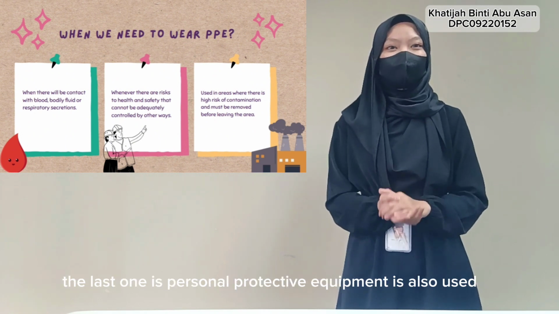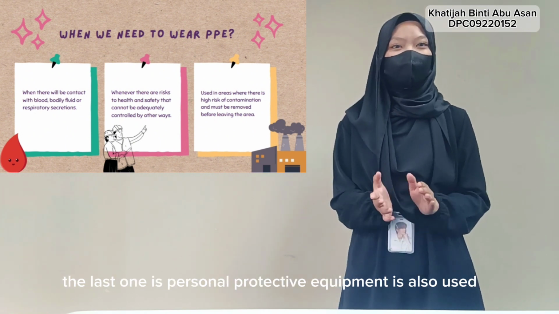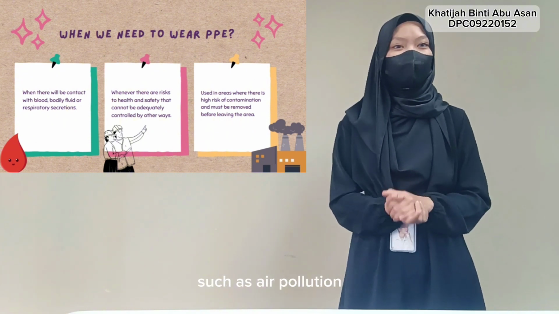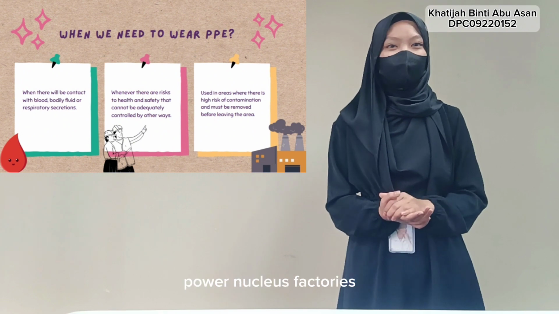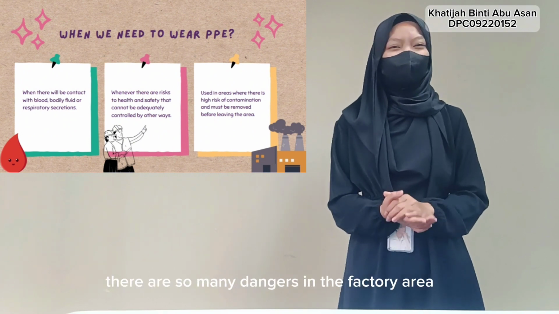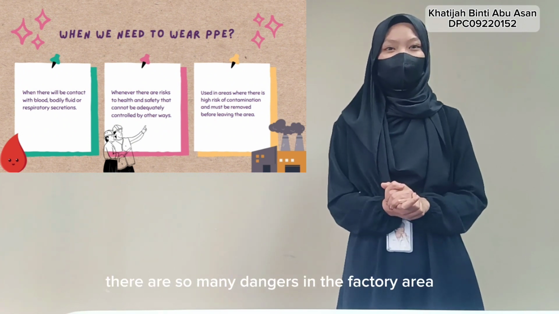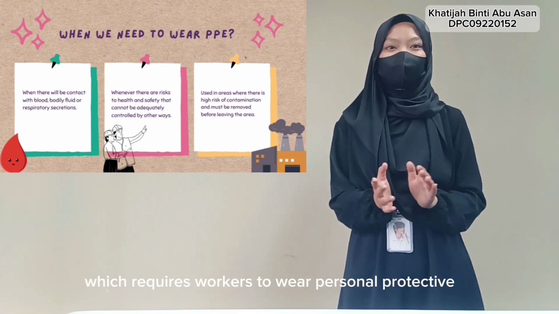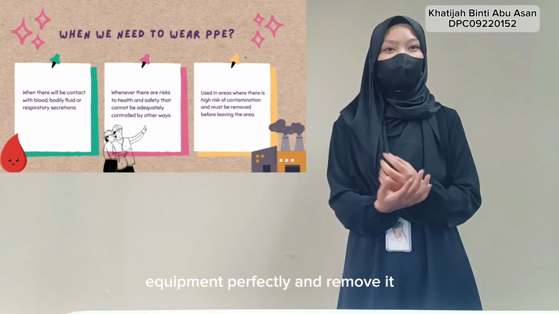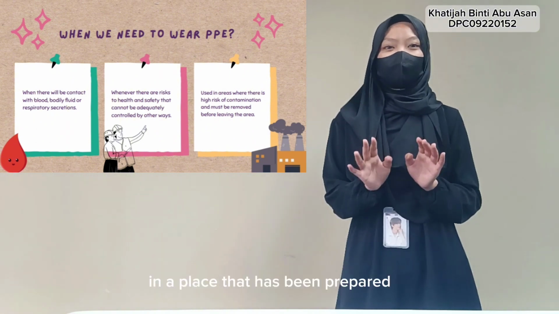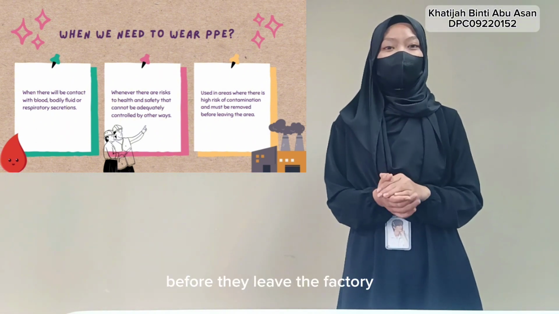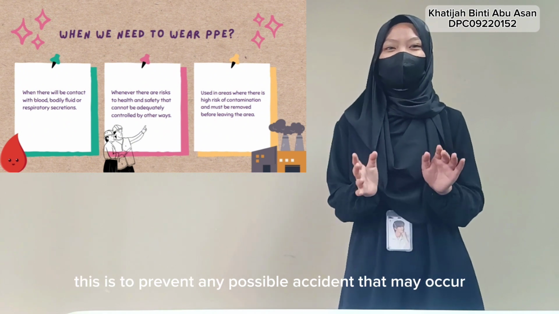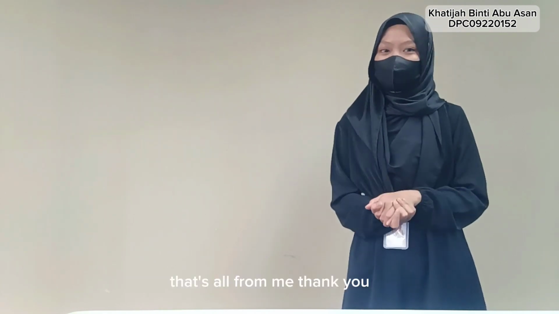The last point is, personal protective equipment is also used when we are in polluted areas such as air pollution, for example, nuclear power factories. There are so many dangers in the factory area. Among them is a chemical hazard which requires workers to wear personal protective equipment properly and remove it in a designated place before they leave the factory. This is to prevent any possible accident that may occur. That's all from me. Thank you.